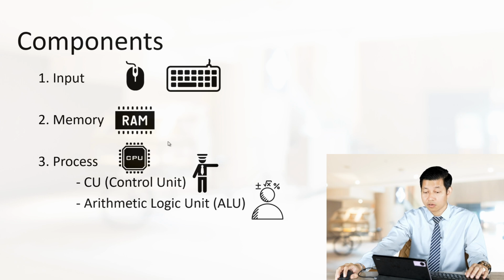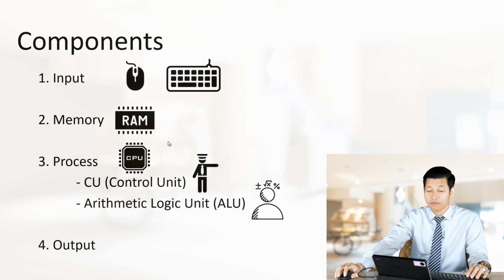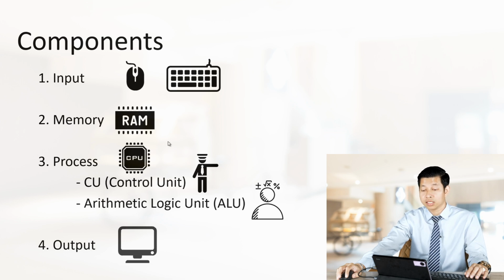The CU controls and manages the process and input-output. The CU retrieves and stores data to and from memory. The ALU performs mathematical functions like calculations such as addition, subtraction, multiplication, division, etc. Okay, the last one is output. The output is displayed through the monitor or another display device.